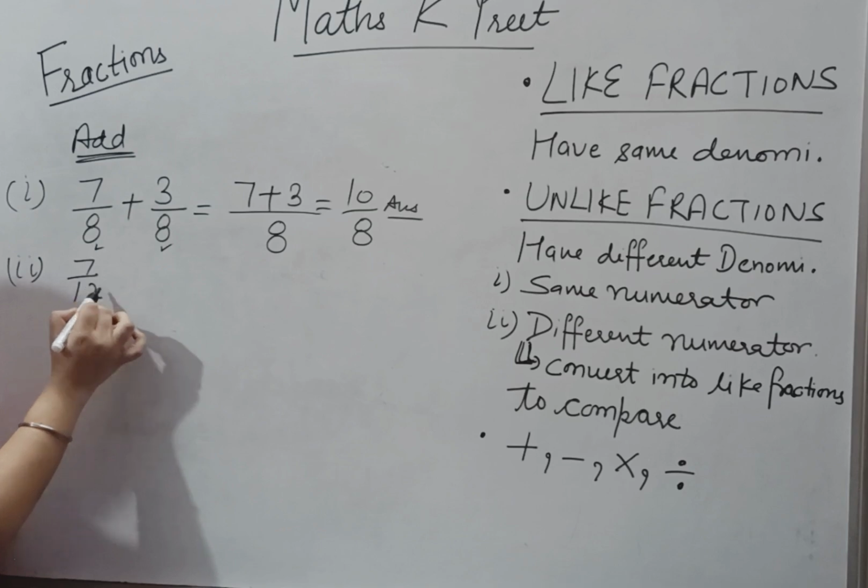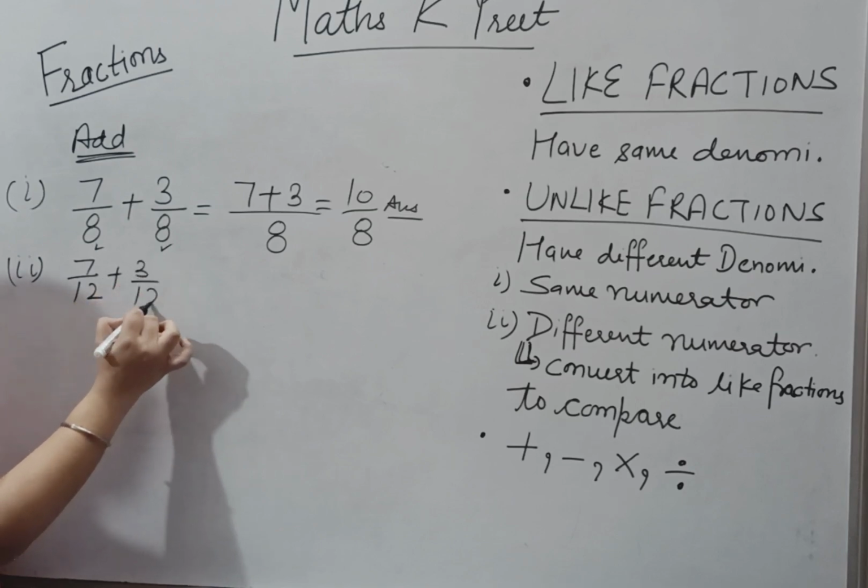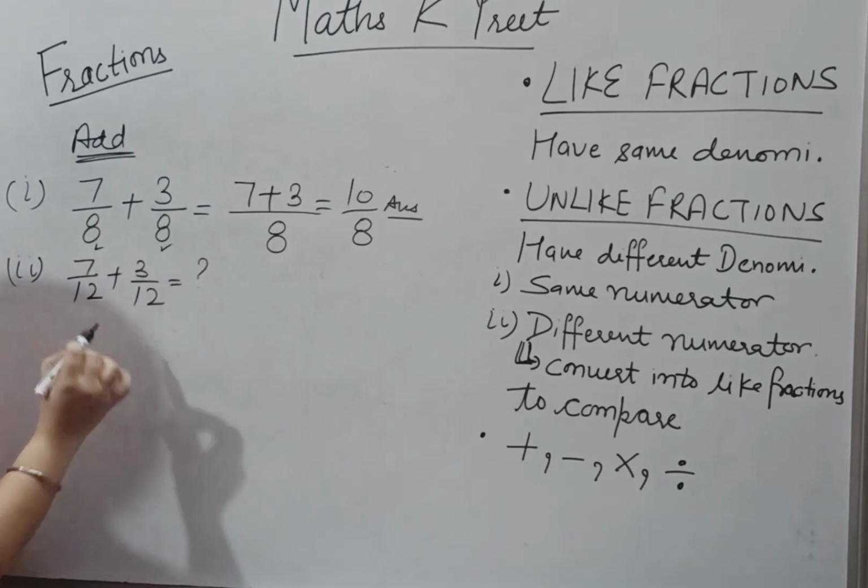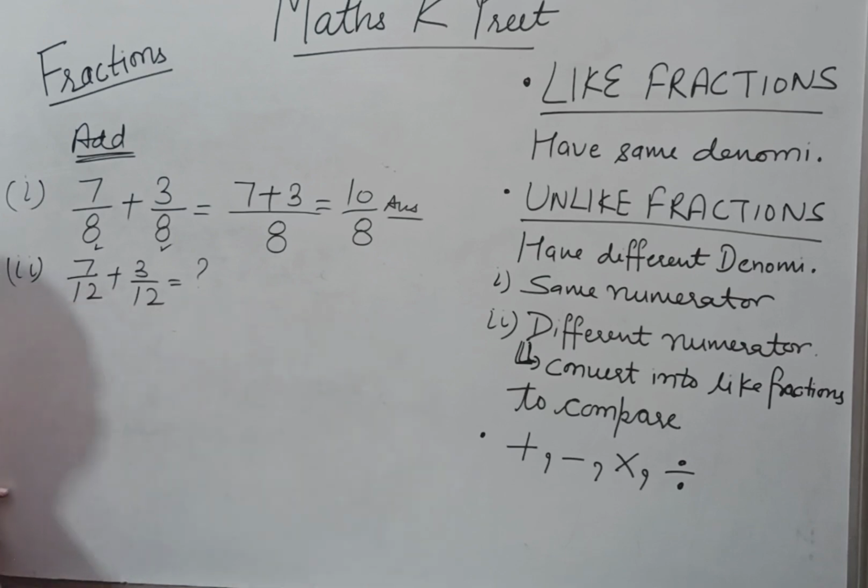Second, again 7 by 12 plus 3 by 12. You can do it by yourself. Just write the denominator once. 7 plus 3 is 10. 10 by 12 will be the answer.